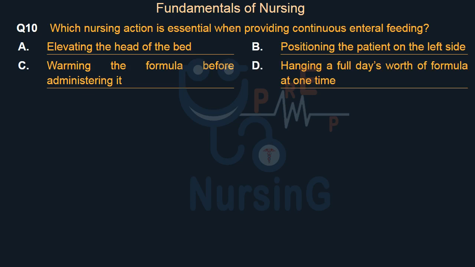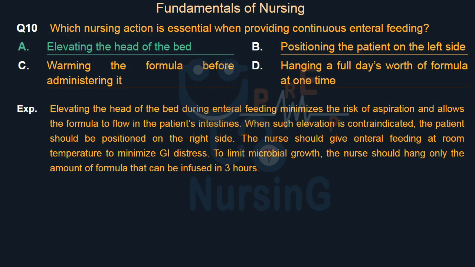Right answer is Option A. Elevating the head of the bed. Elevating the head of the bed during enteral feeding minimizes the risk of aspiration and allows the formula to flow in the patient's intestines. When such elevation is contraindicated, the patient should be positioned on the right side. The nurse should give enteral feeding at room temperature to minimize GI distress. To limit microbial growth, the nurse should hang only the amount of formula that can be infused in 3 hours.